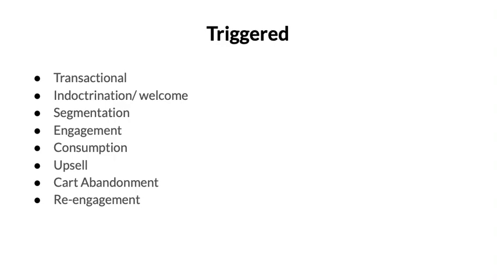An upsell sequence is where someone's bought one thing and there is a more premium version or there's something else that goes with it that you want to let them know about. Cart abandonment is obviously if somebody has added something to their cart but then they didn't finish checking out and you've got their email, you know who they are.